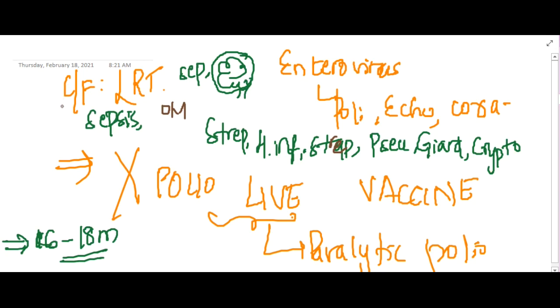This X-linked agammaglobulinemia presents at 6 to 18 months of age, and in these patients we should not give the live polio vaccine. If we give the live polio vaccine, this will result in paralytic polio in these patients. So in these children we should not give the polio vaccine.